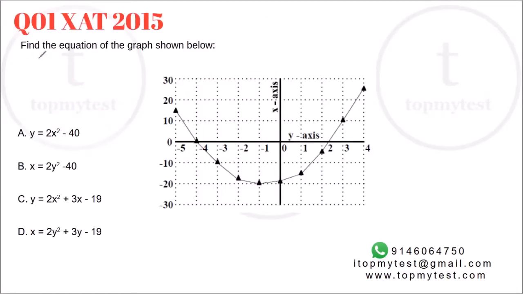Find the equation of the graph below. The first thing you need to notice is that the x-axis is here and the y-axis is here. So realize that it's not your usual x and y axis. This is going to be a parabola with y square, not x square. So option A is out, option C is out. So either option B or option D is the correct choice.